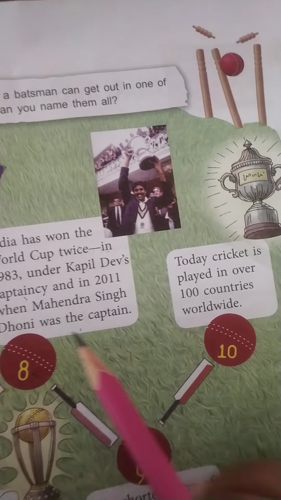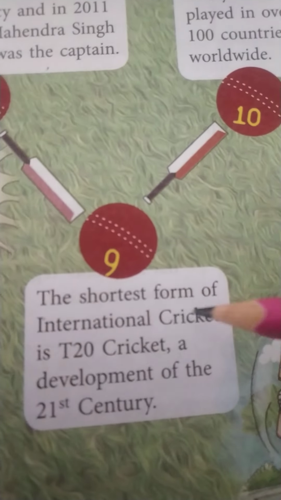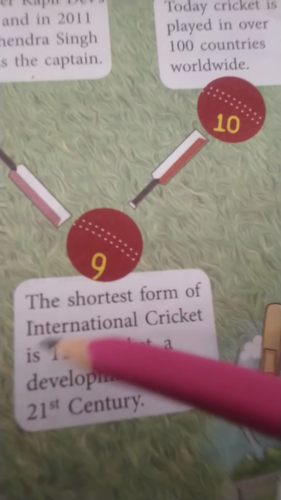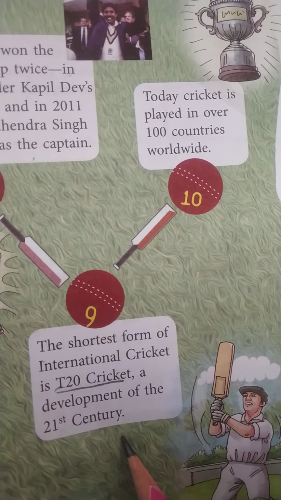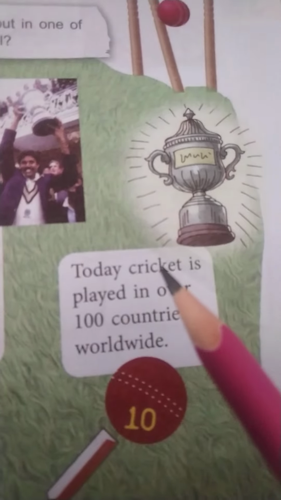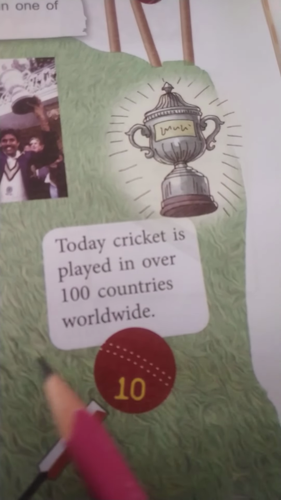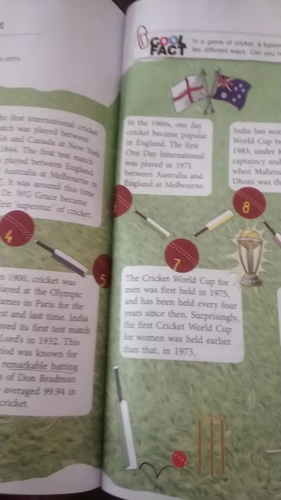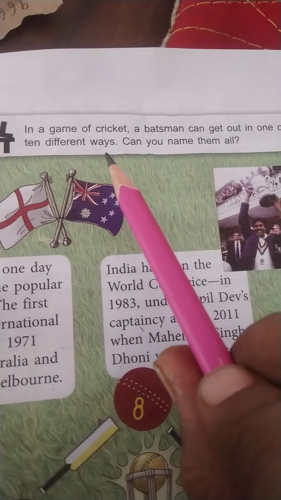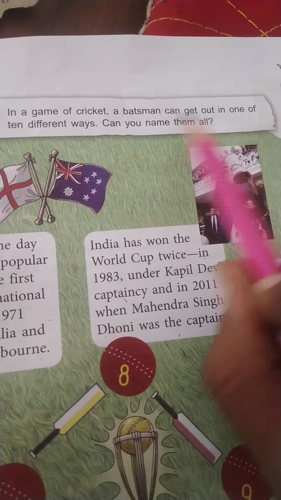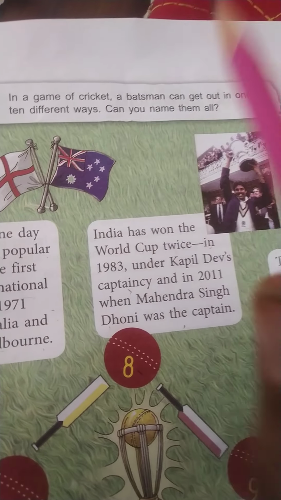Okay. Then the shortest form of international cricket is T20 cricket, right? Very important, a development of the 21st century. Today cricket is played in over 100 countries worldwide. So this is all about cricket, and you all know a lot about cricket. In a game of cricket, a batsman can get out in one of 10 different ways. Can you name them all?